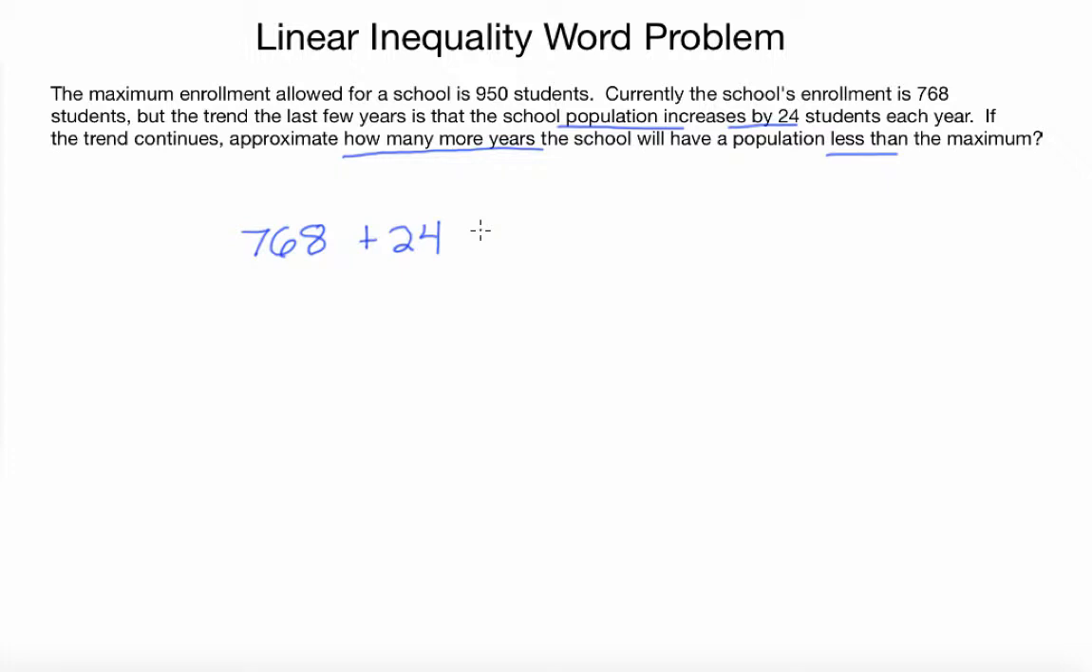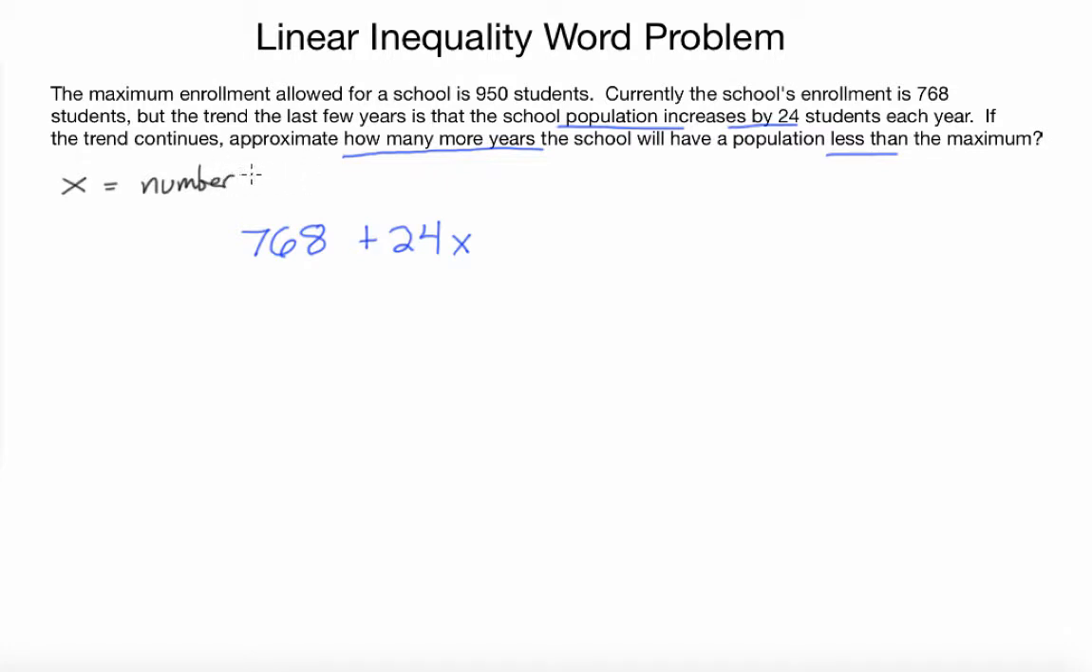The next year, I add another 24. The next year, I add another 24. And it's a trend, so however many years there are, I multiply that by 24. I'm going to use x to represent years. Let's go back and define my variable here. My variable for algebra, x, is going to represent the number of years.